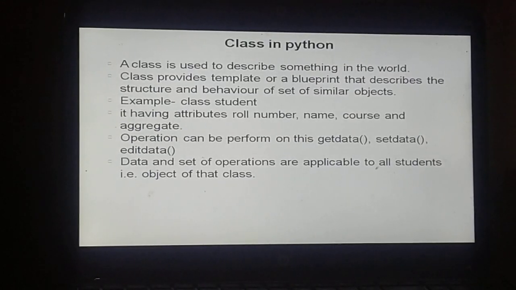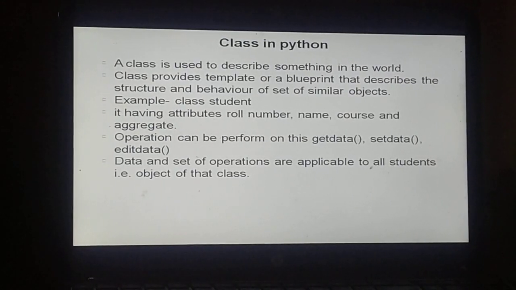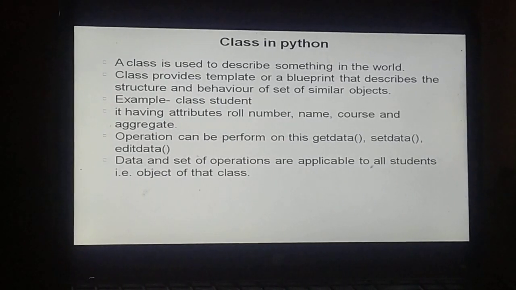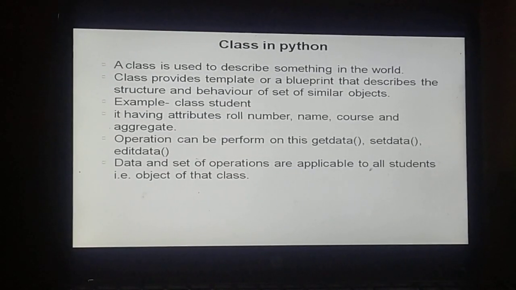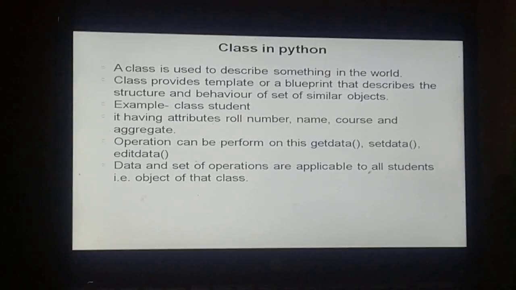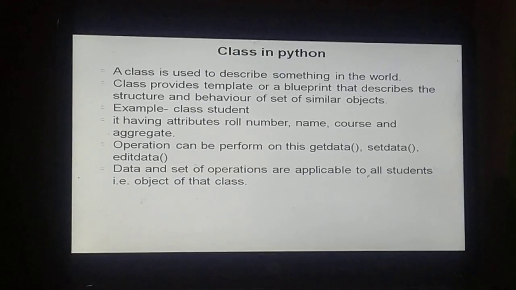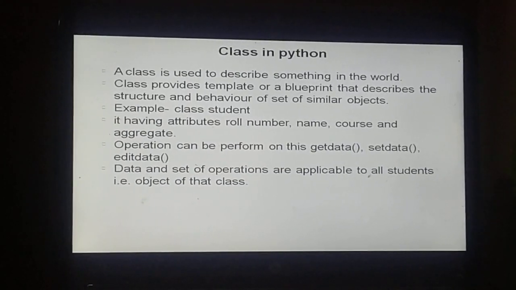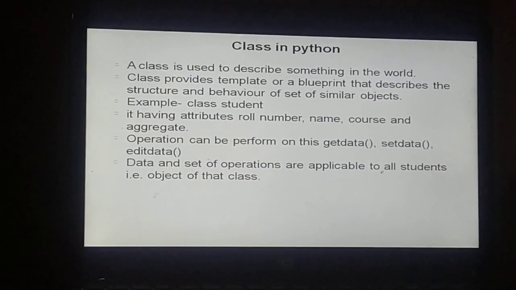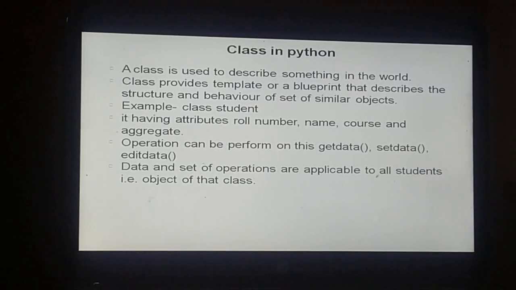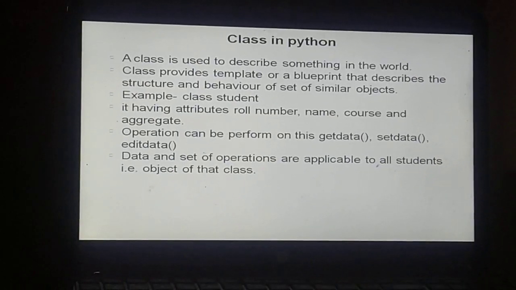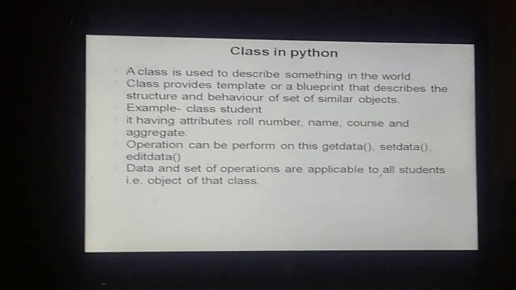For example, we have taken a class Student. It has attributes, or we can say variables, like roll number, name, course and aggregate. These are the variables we are going to define inside this student class, and the operations we are going to perform on this data are get data, set data and edit data. These are the member functions which use the data members to perform various operations. Data and the set of operations are applicable to all students, that is, the objects of the class.